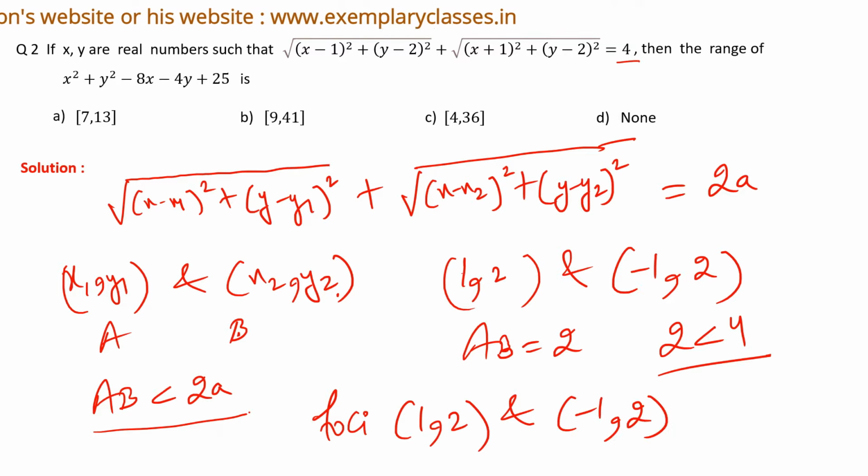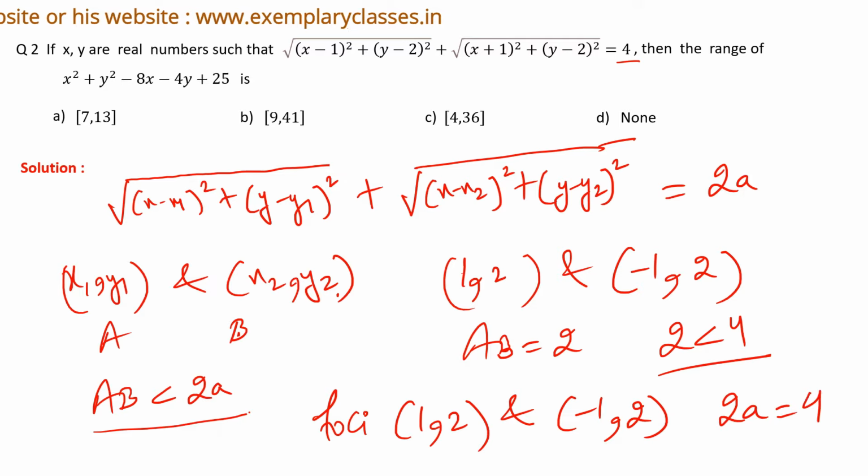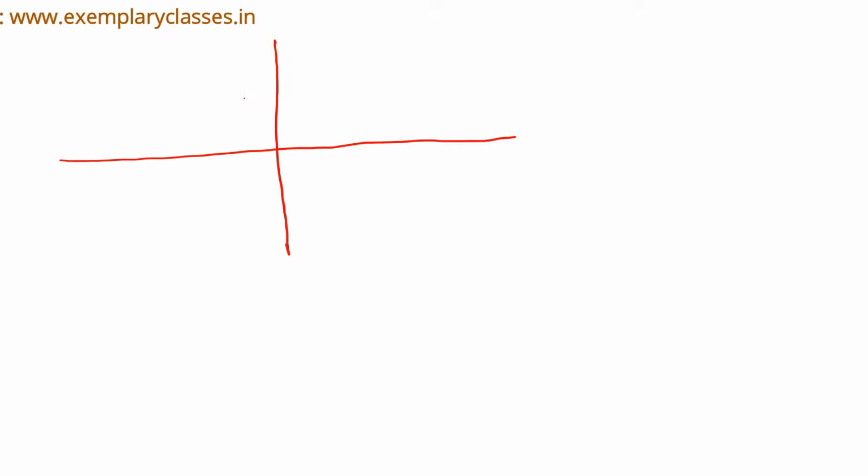And the value of 2a in this ellipse is going to be equal to 4. Fine. Now we move further. Now let me draw the rough sketch of this ellipse. We have obtained the foci as (-1, 2) and (1, 2). So suppose this is (-1, 2) and this is (1, 2).